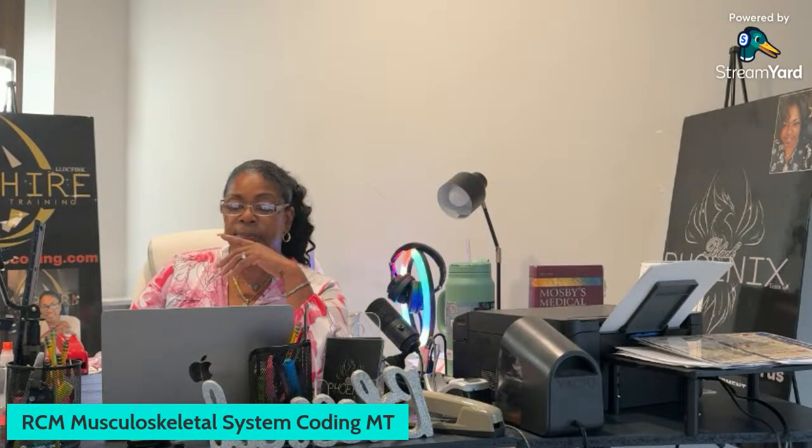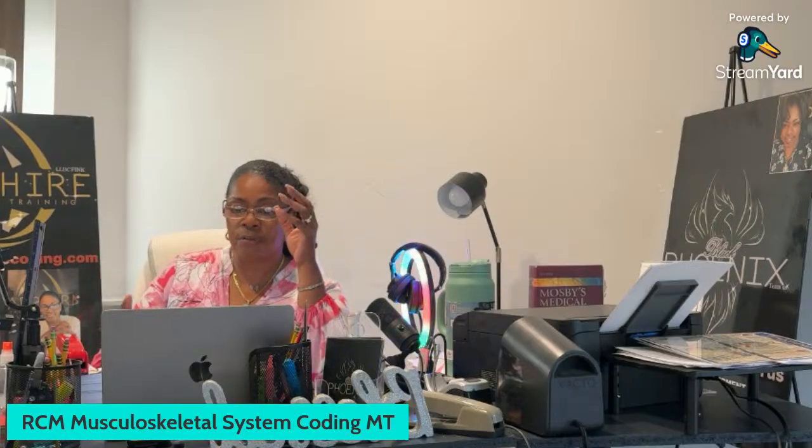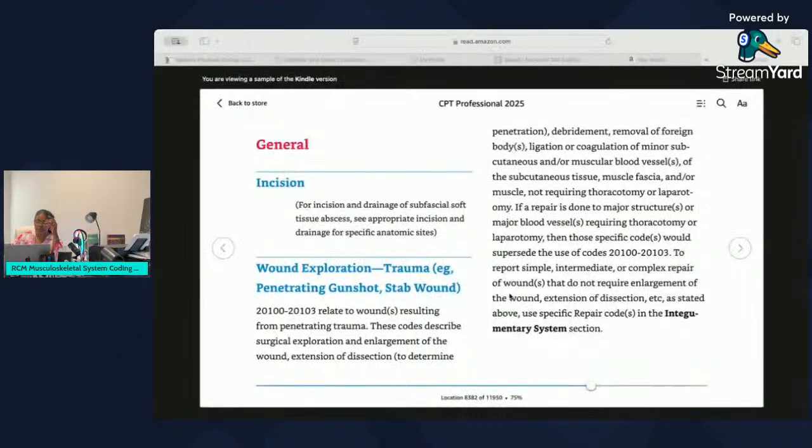Because in your CPT book, you have to know the musculoskeletal system. What I want you to do is start from the beginning. I know I keep trying to get there, but I've got to show y'all something real quick in your CPT book. This is Kindle, so this is free for everybody, so we aren't violating anything.